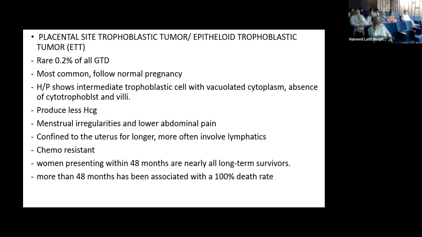Whereas in the placental site trophoblastic tumor, the HCG level is comparatively higher than the epithelioid trophoblastic tumor. With menstrual irregularities, the patient may present with amenorrhea or irregular vaginal bleeding plus lower abdominal pain. It is confined to the uterus for a long time, and the patient presents with complaints after maybe 3 to 4 years.